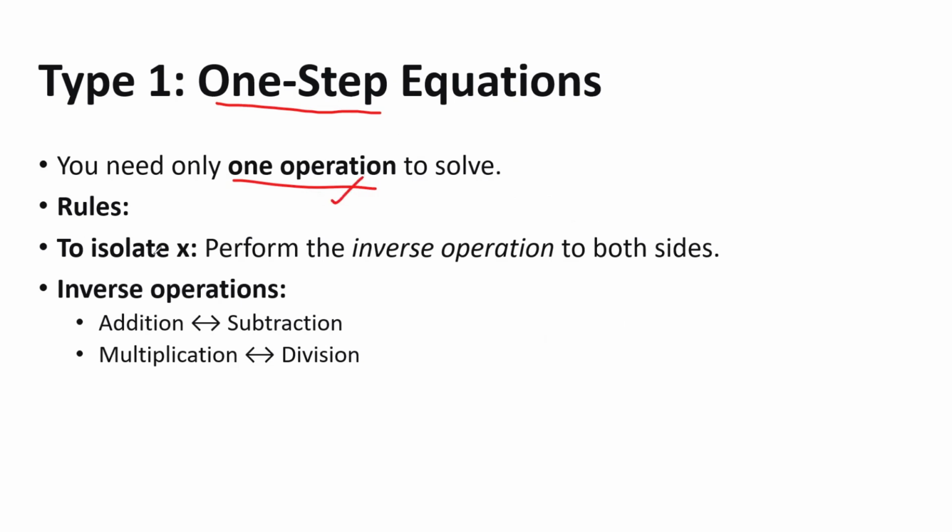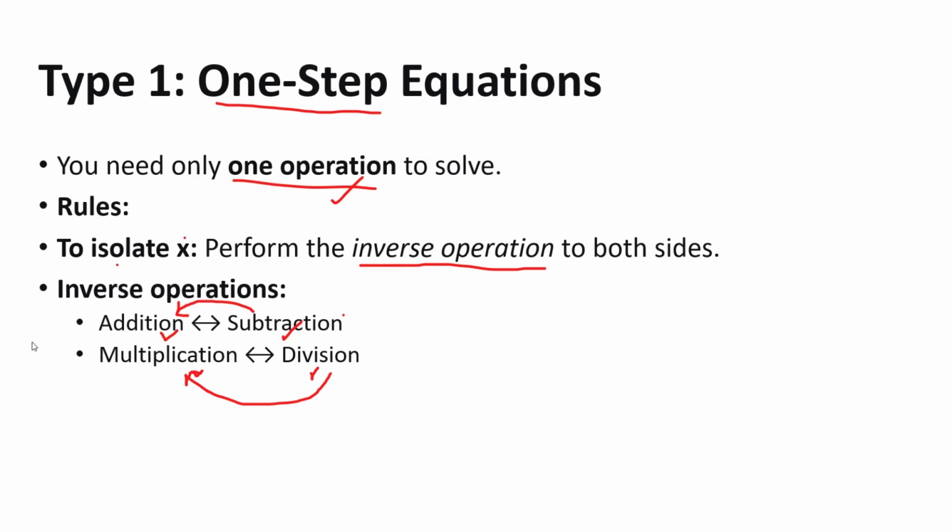In algebra, there will be variables like x, y, z, any of the letters from a to z, right? To isolate them, you have to do the inverse operation. Let's see what those are. When there is addition in the equation, you have to do subtraction. When there is subtraction, you have to do addition. Likewise, when there is multiplication, you have to do division. When there is division, you have to do multiplication. These are the operations that you have to do for the one-step equation.